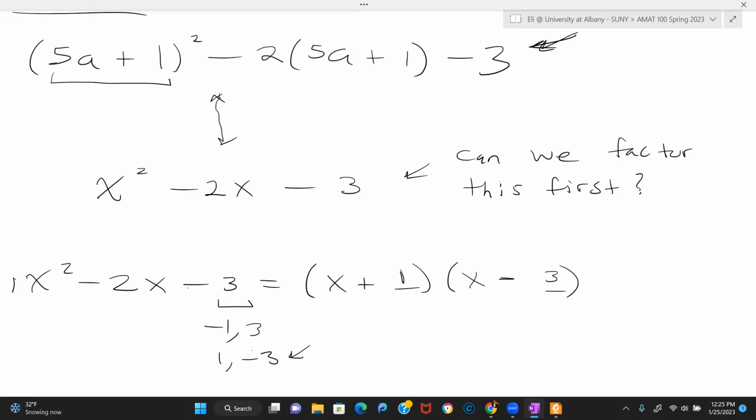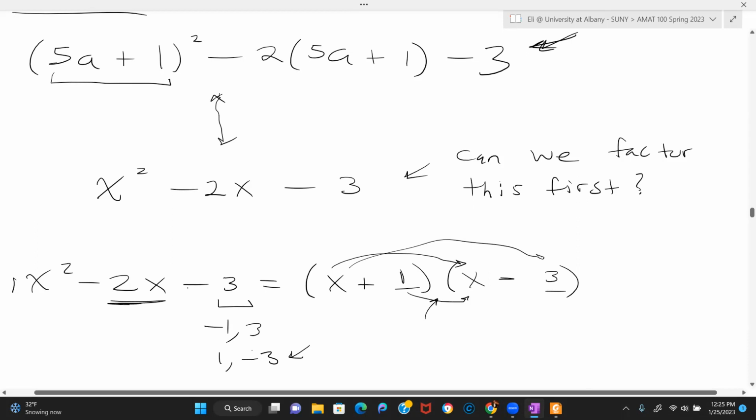And again, if you FOIL this right here, you'll see that you get the left-hand side. So x times x gives you x squared, then -3x, and then 1x. So that's where you get the -2x. And then 1 times -3 gives you this -3 right here. So this is the right factorization.